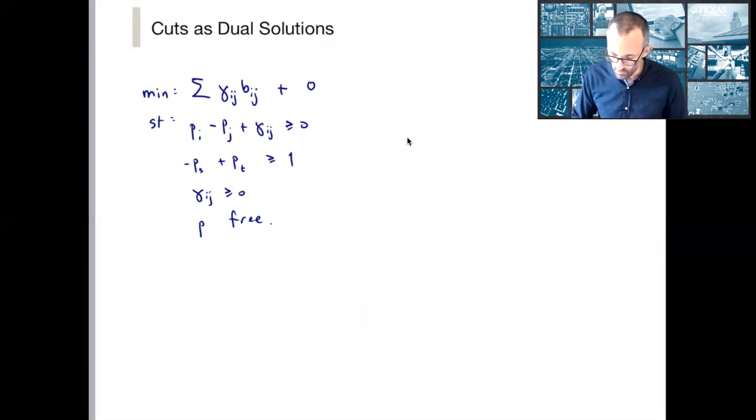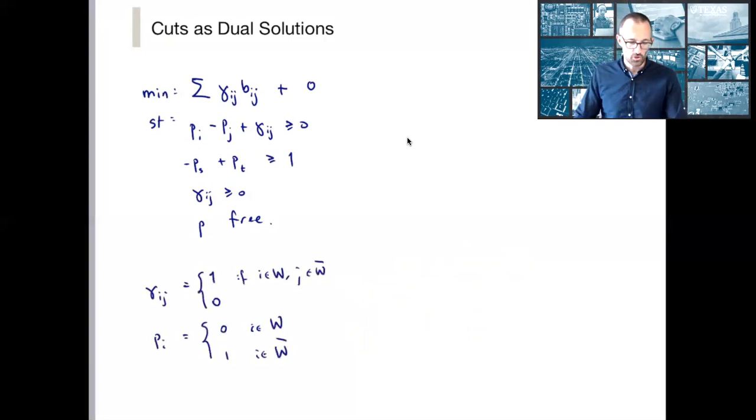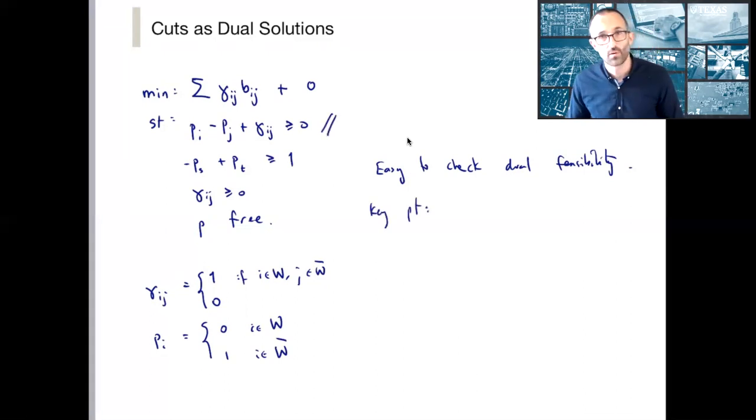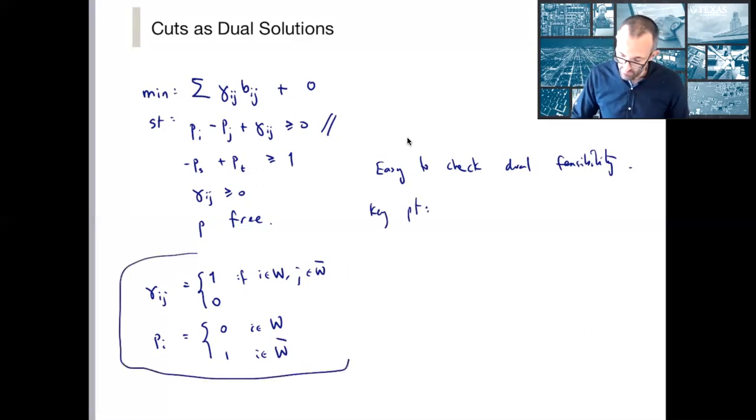Here's my dual, and here's my dual solution, and you can check that it's easy to check dual feasibility. But a key point I want to make is: when is any of these inequalities going to be tight, or when is it going to be strict for any dual solution defined from a cut?